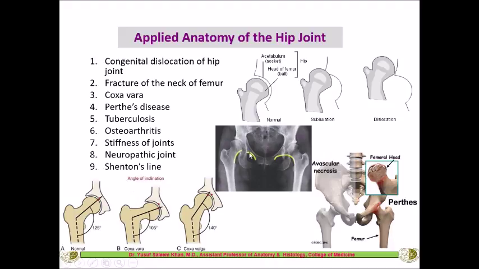But if there is any fracture or dislocation, then this line is discontinuous. If you can see here where it is drawn, it is not in continuation with that of the neck of the femur, so it is discontinued. So this indicates that there is a fracture or dislocation of the hip joint. Okay, so these are some of the important applied aspects related to the hip joint.